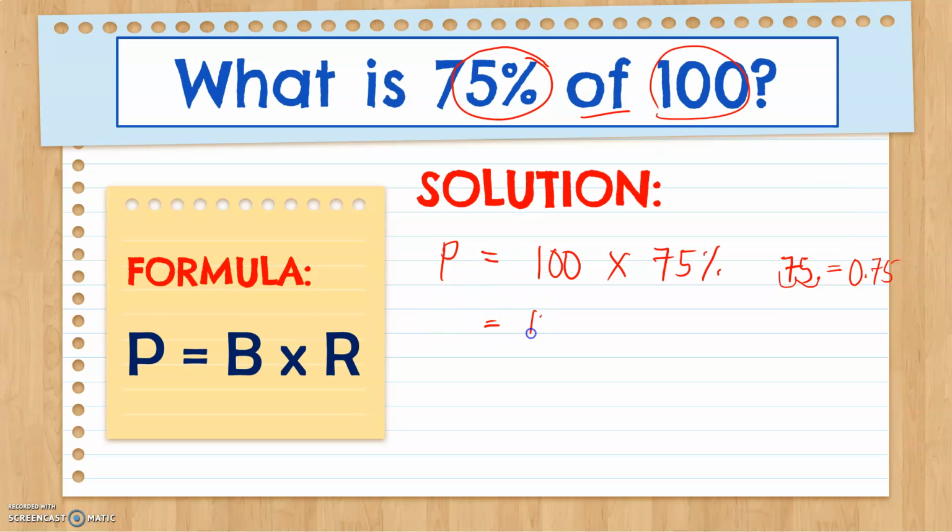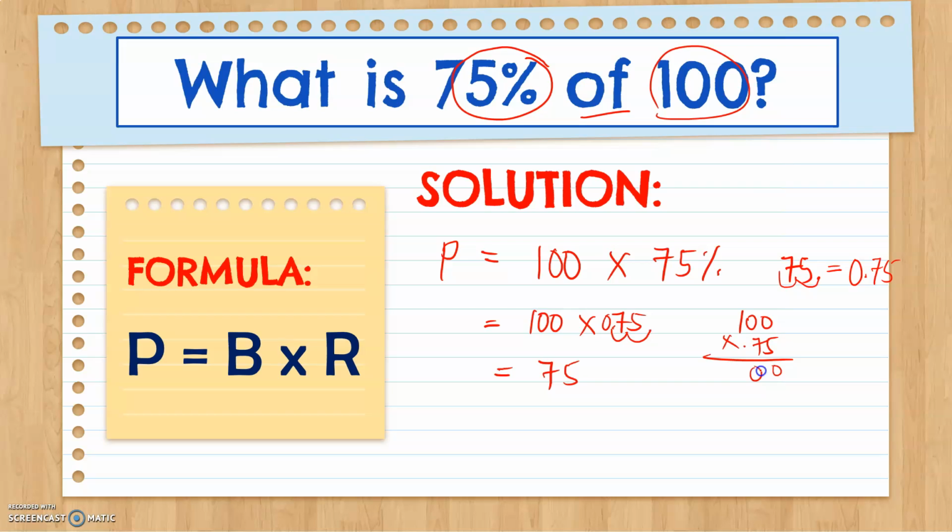Now let's multiply 100 and 0.75. In multiplying a number or a decimal number by 100, we just simply have to move the decimal point of the other factor twice to the right, because we have here two zeros. So that will be 1, 2. So 100 times 0.75 is equal to 75. If you want to multiply it manually, you may also do so.